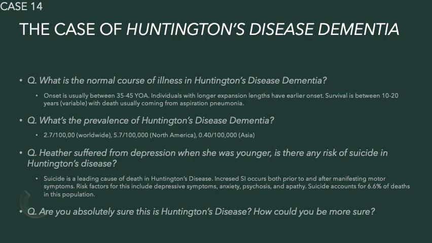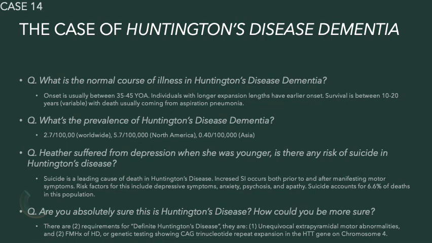Are you absolutely sure this is Huntington's disease? How could you be more sure? There are two requirements for definite Huntington's disease. They are 1, unequivocal extrapyramidal motor abnormalities, and 2, family history of Huntington's disease or genetic testing showing the CAG trinucleotide repeat expansion of the HTT gene on chromosome 4.